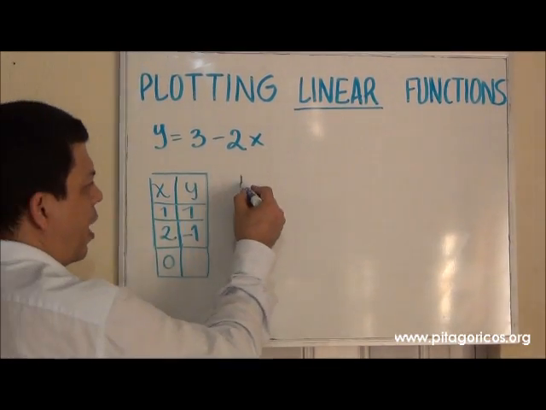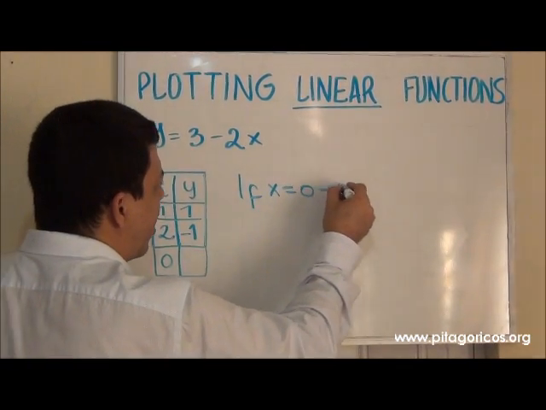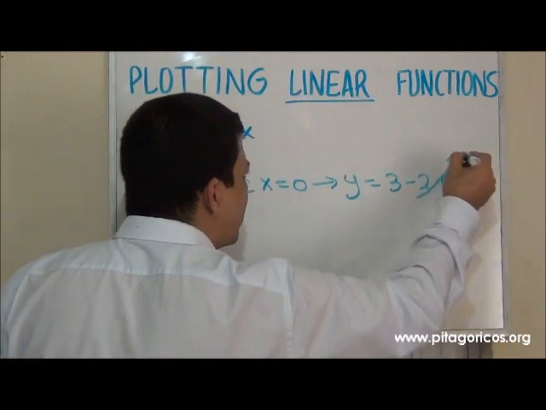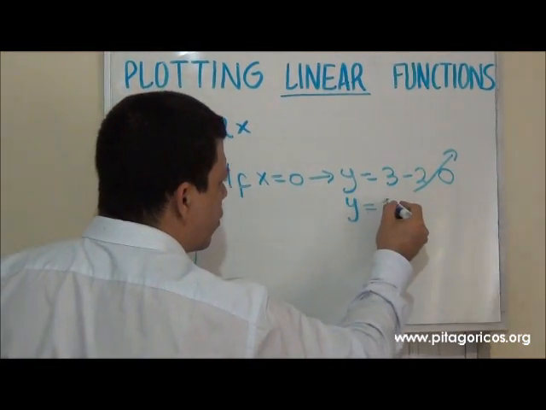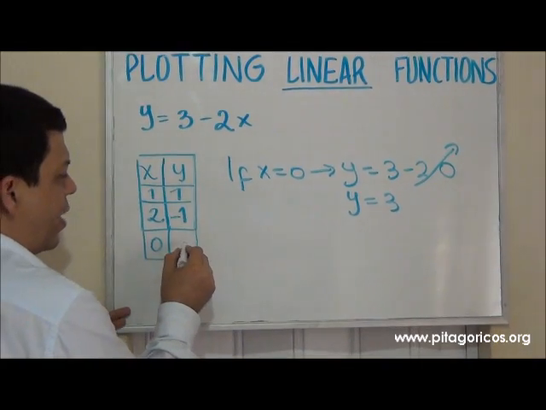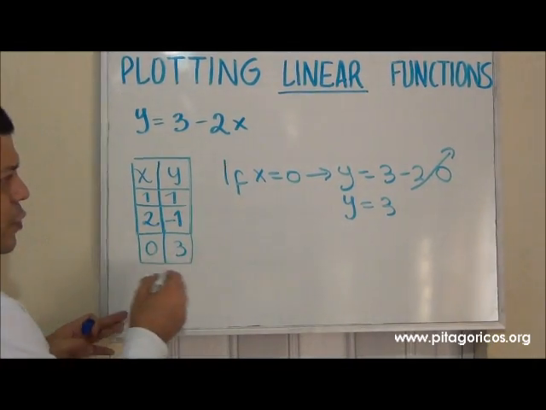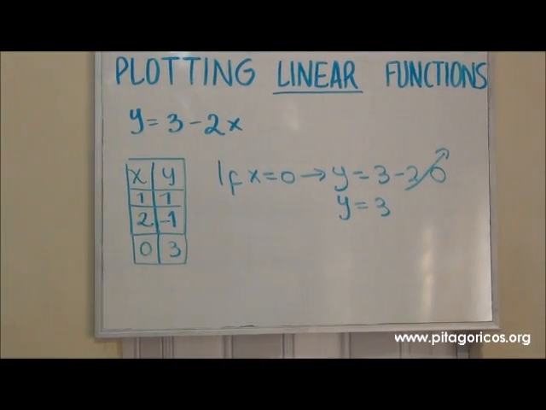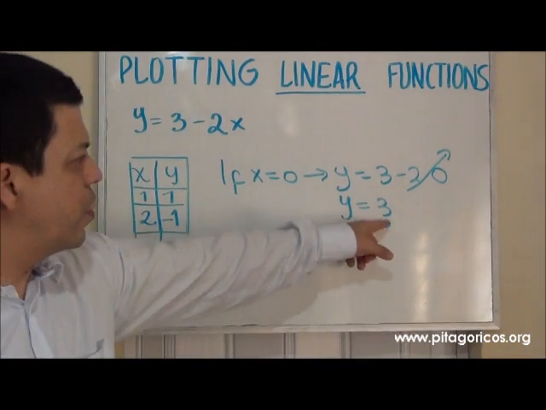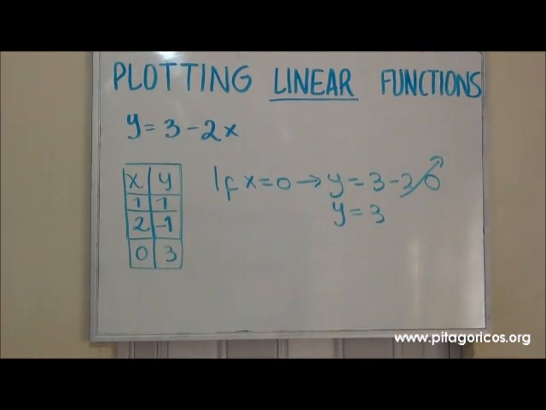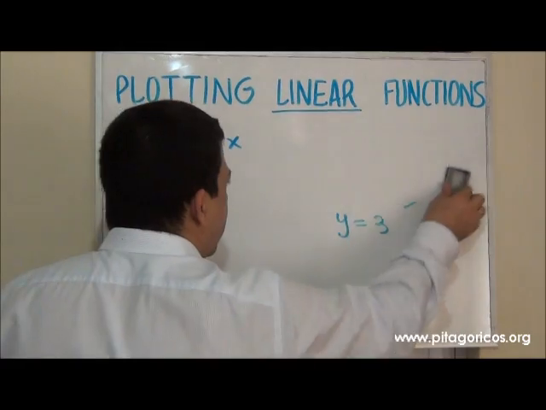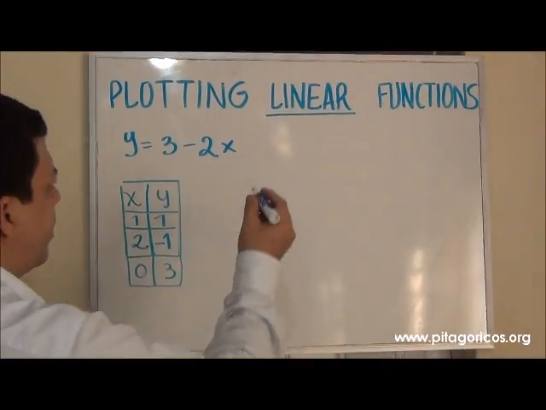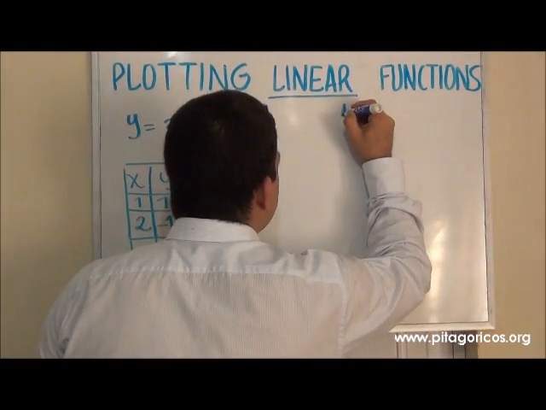If x equals 0, I'm going to put it here. Then y would be equal to 3 minus 2 times 0. And this is cancelled. So the answer is y equals 3. When x equals 0, then y equals 3. As you see, it's simpler because one of the parts in my operation to get the value of y is cancelled. So the value is 3. Now that I have the table, it's just a matter of doing the grid and placing the points.